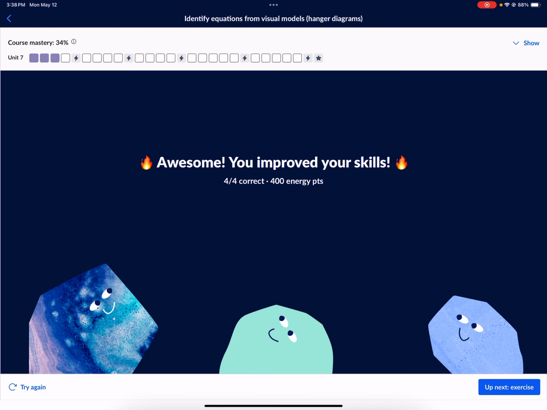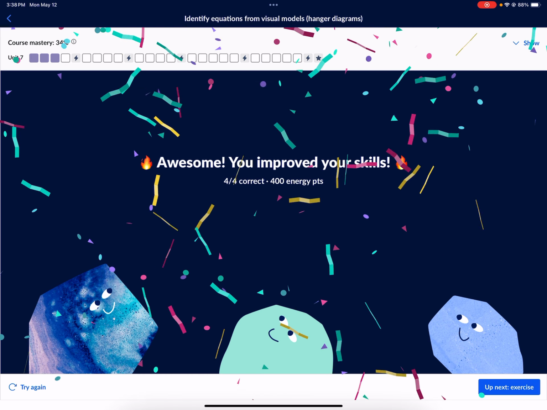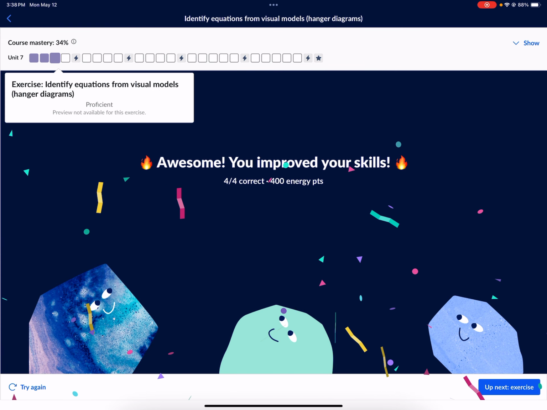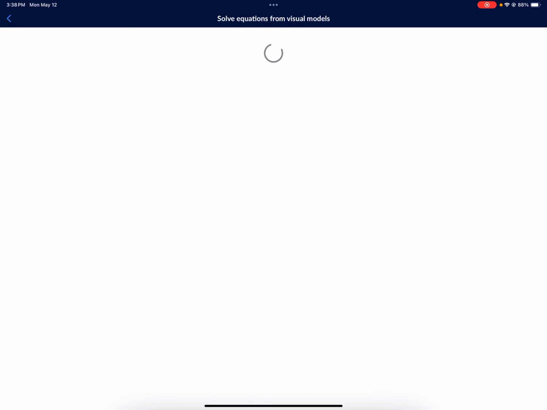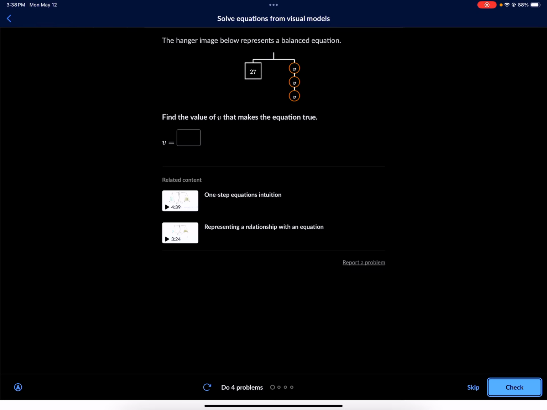Okay, only one more lesson until we finish the section and the video. So let's go ahead and do it. Solve equations from visual models. Let's see what we got here. The image below represents the balanced equation. Find the value of v that makes the equation true.